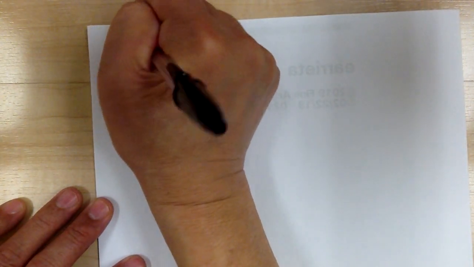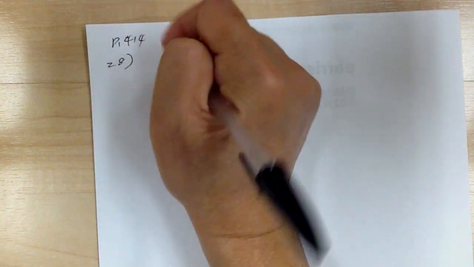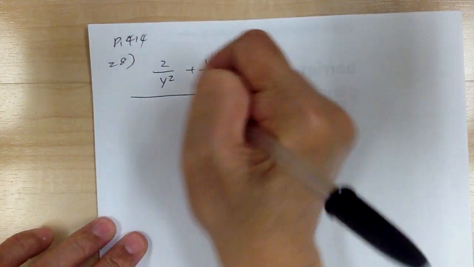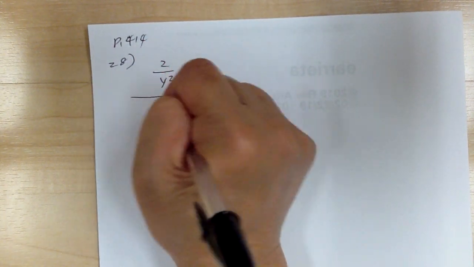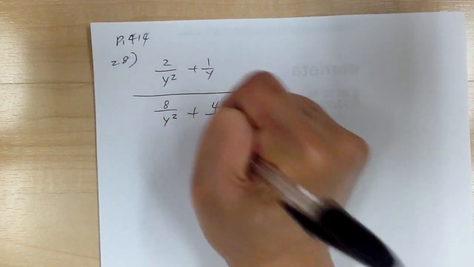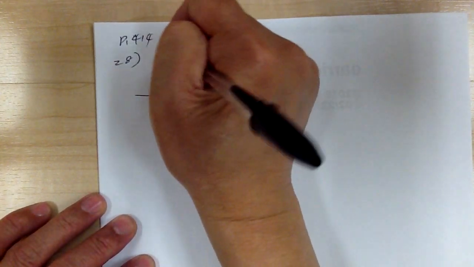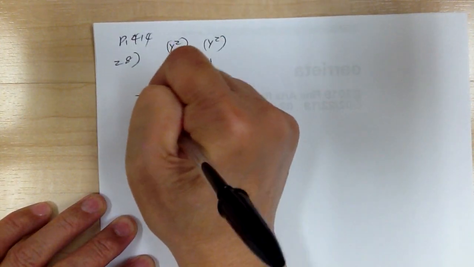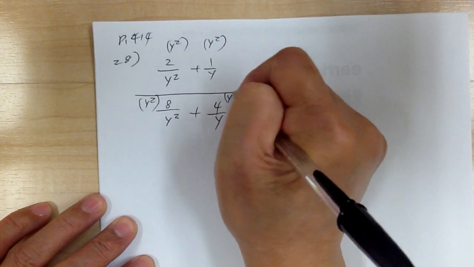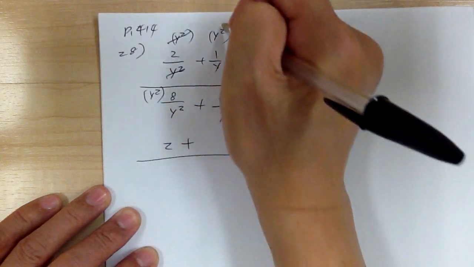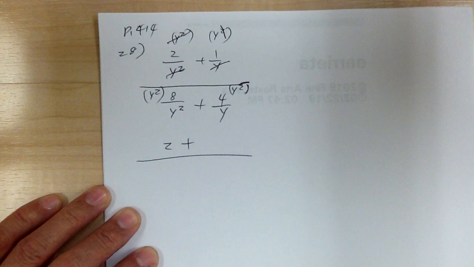Okay, let's go to 28. You have 2 over y squared plus 1 over y, divided by 8 over y squared plus 4 over y. Okay, so your LCD is y squared, so multiply everything by y squared. So get your fraction ready. The y squared cancels out, so you get 2. The y and y squared cancel, one of the y's, so you get y.